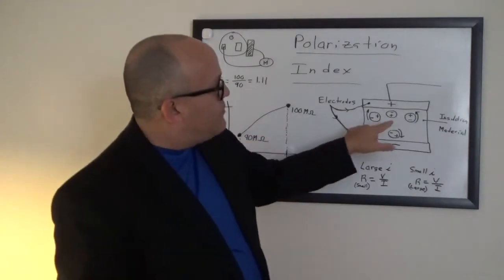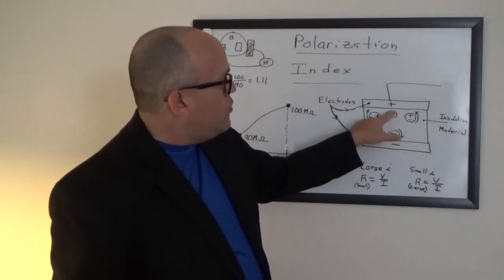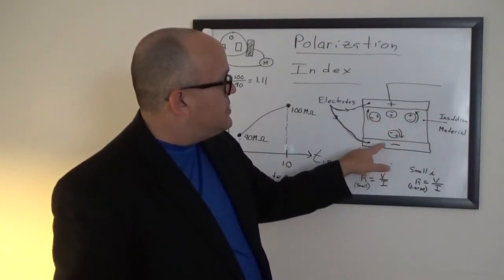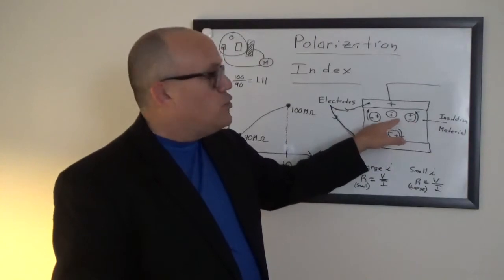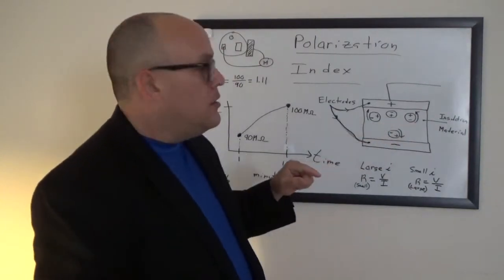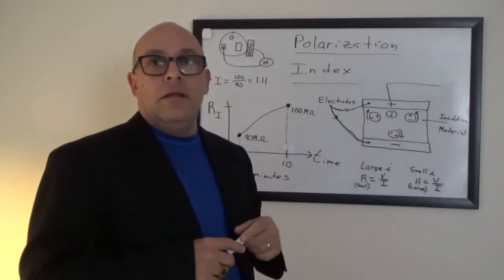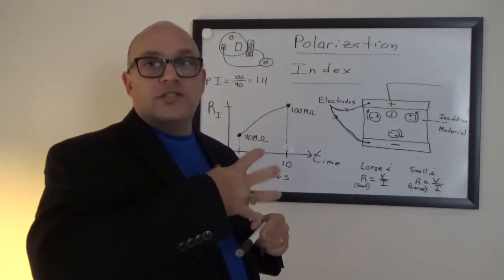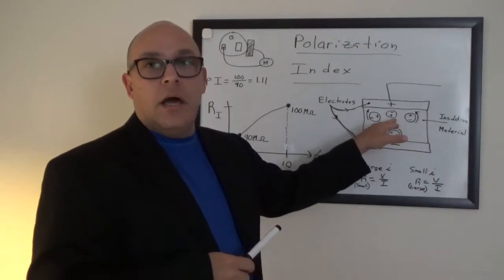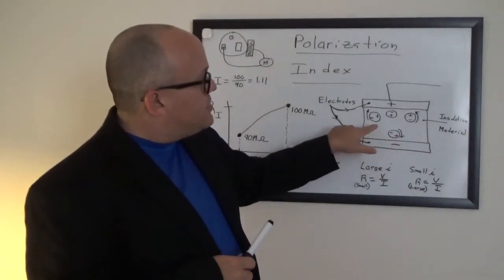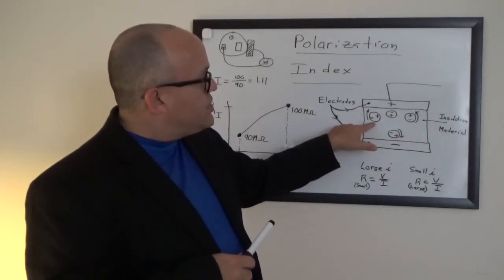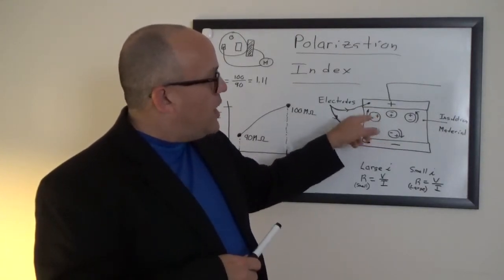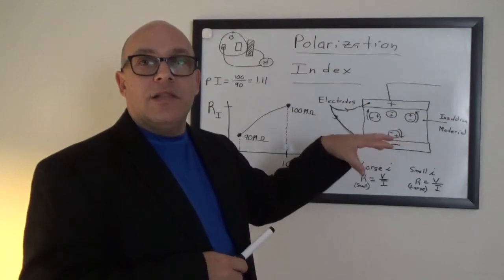So, for example, if you have a molecule where the negative is aligned to the positive electrode and the positive is aligned to the negative electrode, this molecule won't want to spin at all, because it's already in line with the opposite and there's nowhere to turn. However, consider a molecule where the positive and the negative are not quite aligned with the positive and negative electrodes.